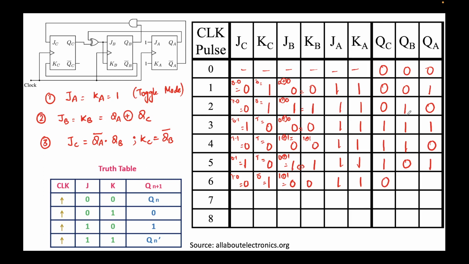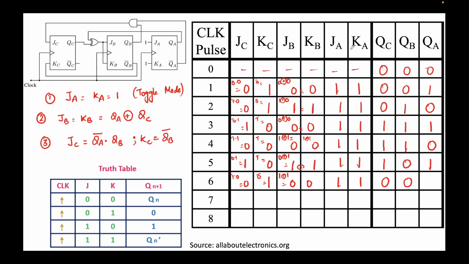QB, to find QB, you look at JB, KB. JB, KB are both 0, 0. So 0, 0, this means the first row. First row means the output should not change. The output will retain as the previous value. So previous value of QB is 0. This means the new value also will not change and will remain to be 0.